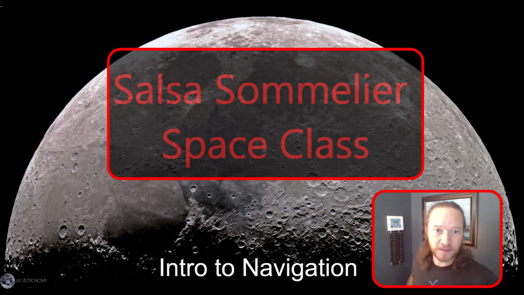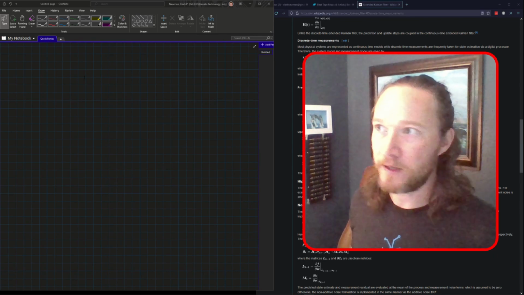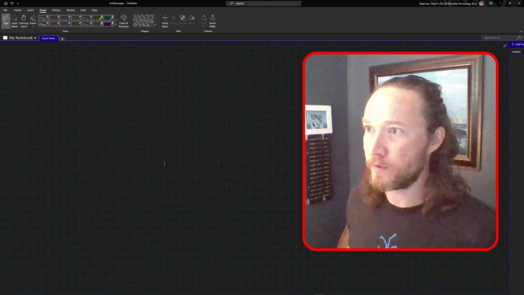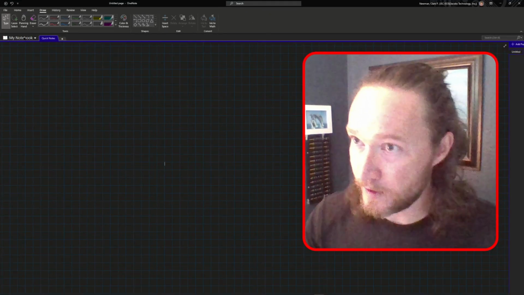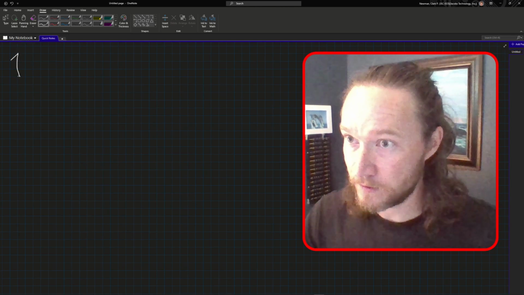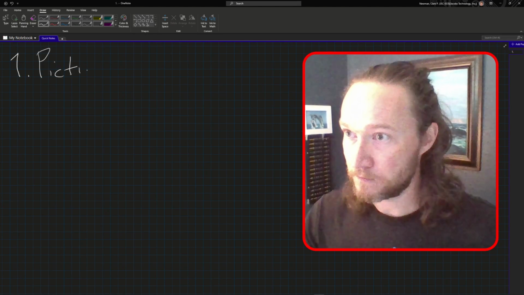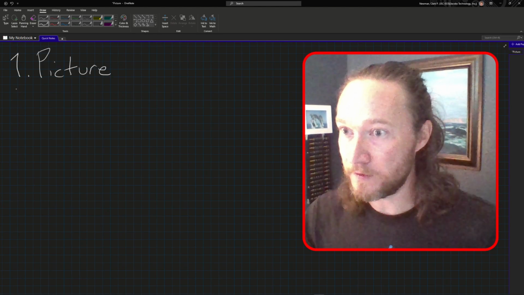And so today we're going to be doing an intro to navigation. So we're going to skip right into what we're going to be doing here. Let me just kind of write out what we're going to be doing here. Step one, we're going to draw a little picture, and in there we're going to define a few things.